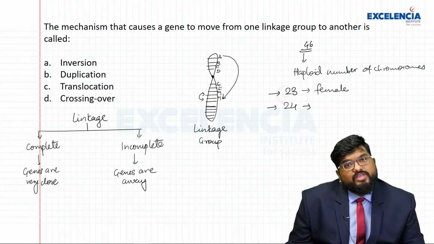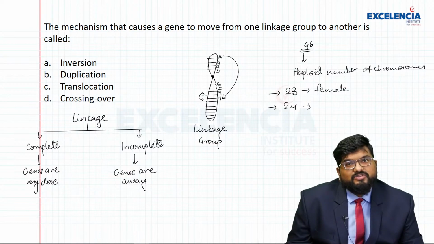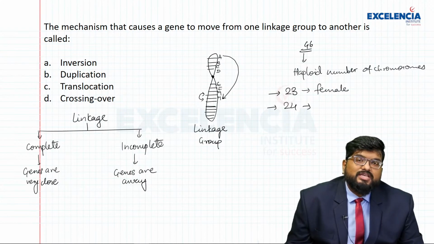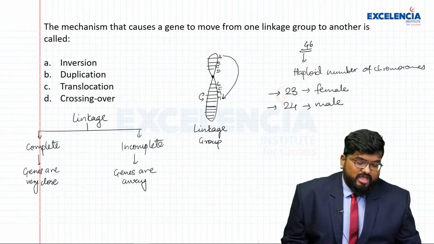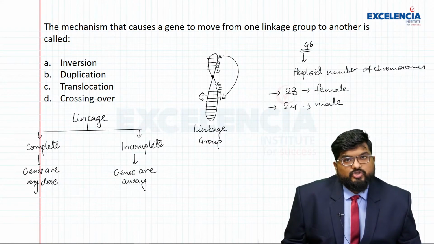Why? Because in the female, the XX sex chromosome complement is homologous, whereas in the male, X and Y are not homologous chromosomes. They are two independent chromosomes. So in male, we will have 24 linkage groups.